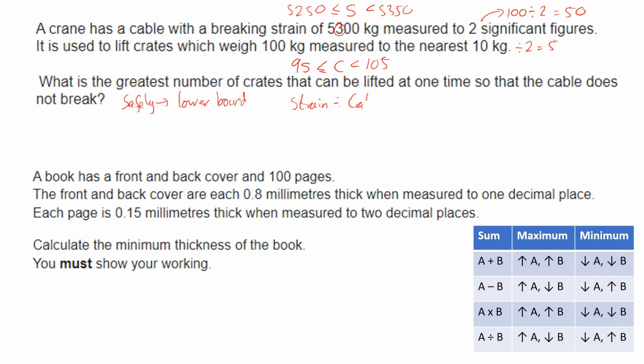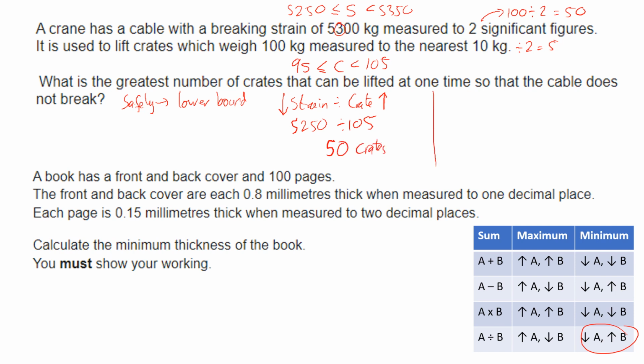If we want to do that, we want to do the strain divided by the crate weight, because we want to see how many crates fit in that. So if we want to find a lower bound for a division, we want to do the lowest value of the strain divided by the highest value of the crate. So that's going to be 5,250 divided by 105. And that's going to give us, rather unusually, exactly 50 crates.